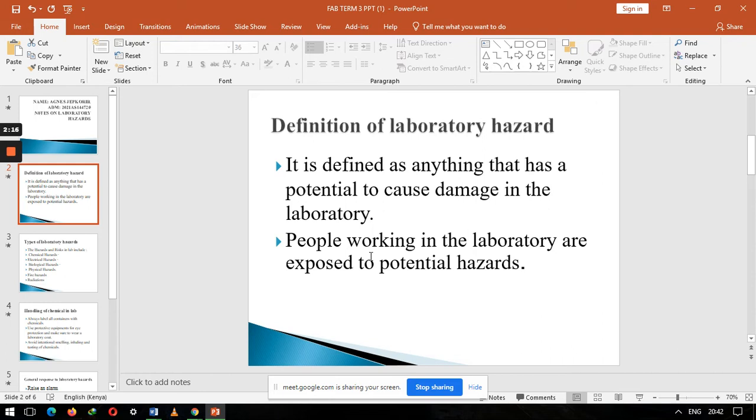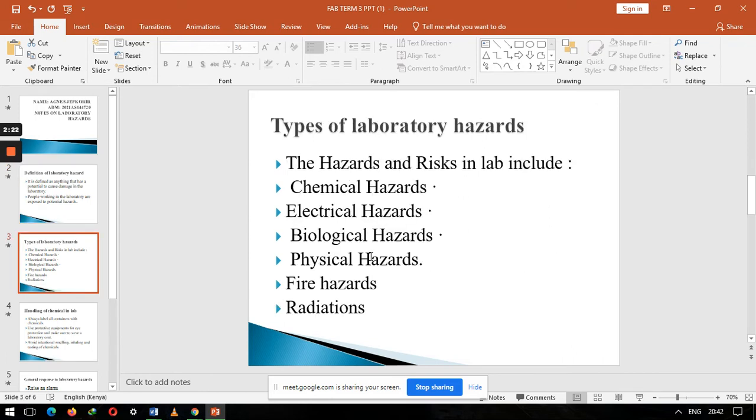Now, we are saying that everyone working in the laboratory is exposed to these types of risks or hazards. To our second objective, types of laboratory hazard. We have several of them, and I want you to name some of them. I can see Mercy, Deborah, Naomi, Oduol, Asoro, Jared in class. So you can give a try. Anyone, please, kindly?